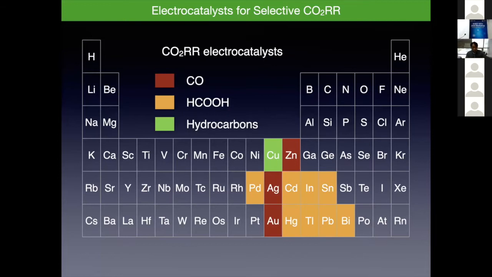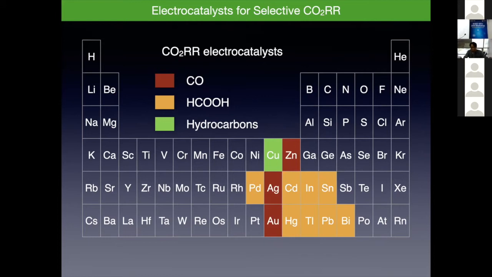And if you look at the periodic table, only a few elements are known to reduce CO2 into useful products, for example copper, gold, and silver. Okay, the laser pointer is very hard to move, but okay. So gold, silver, and zinc are known to dominantly produce carbon monoxide.